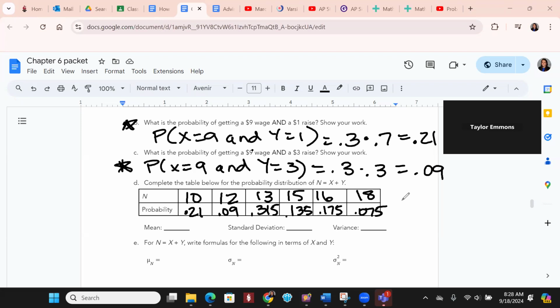So now we're going to find the mean, the standard deviation, and the variance. Now you can do this by plugging it into your calculator. Or what you can do is take your X and your Y's mean and standard deviation and then manipulate it from there. So for instance, the mean for this one is going to be the combination of 11.85, which was from that first box, plus 1.6, which is going to give me 13.45.